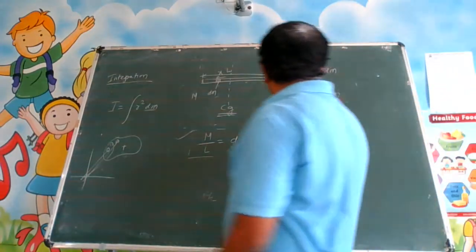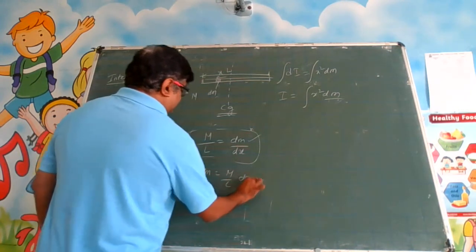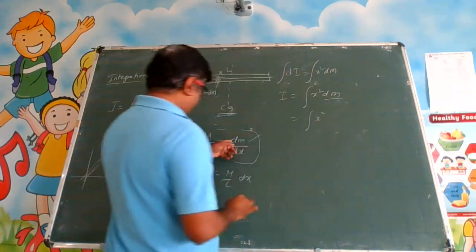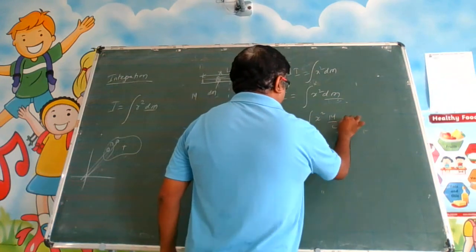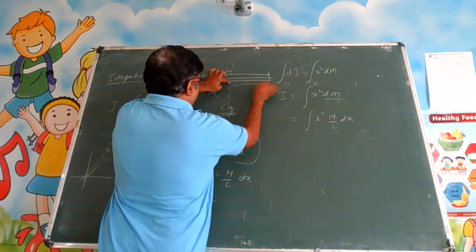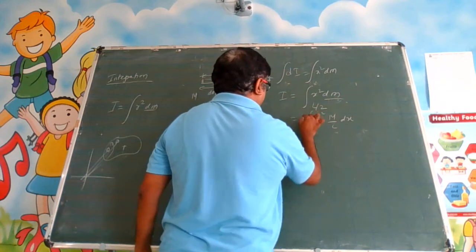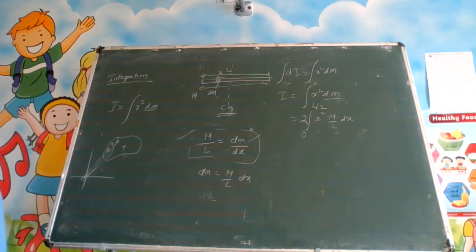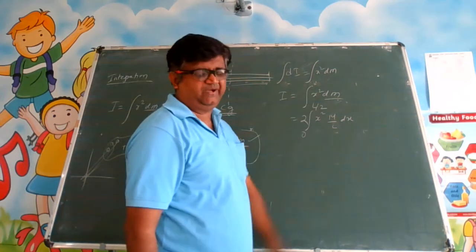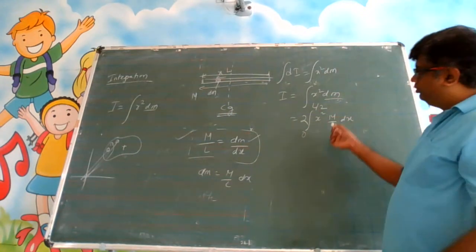So from here, what do you want? You want dm, no? So dm will be equal to m by l into dx. Just put it there. In the place of dm in x square dm, I need to put m by l dx. Now I need to put the range. So from यहां से यहां तक और यहां से यहां तक दोनों सिमेट्री है, तो क्या मैं इसको 0 to l by 2 लिखकर 2 से मल्टीप्लाई कर सकता हूं? I will use the property of symmetry. Basically, I have to put from minus l by 2 to plus l by 2. So minus l by 2 to plus l by 2 basically is 2 times 0 to l by 2.